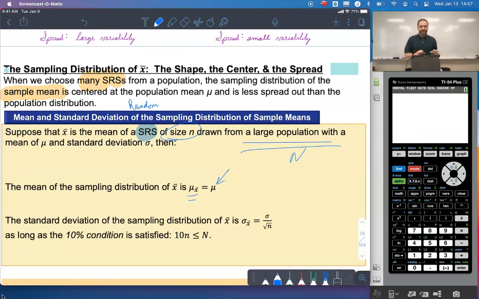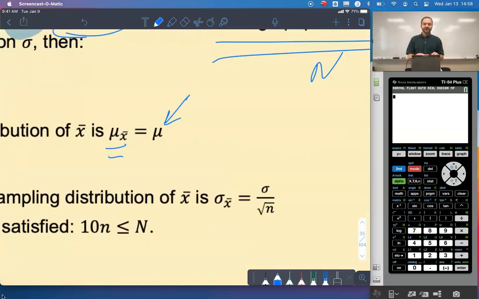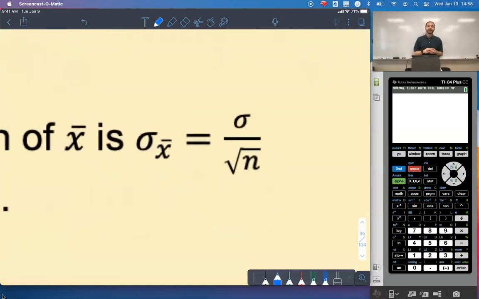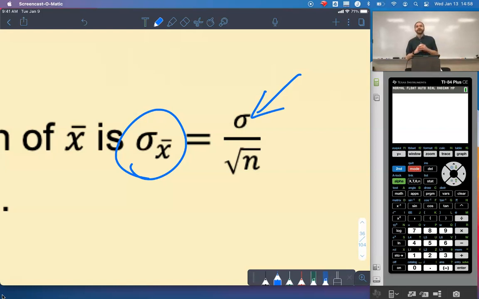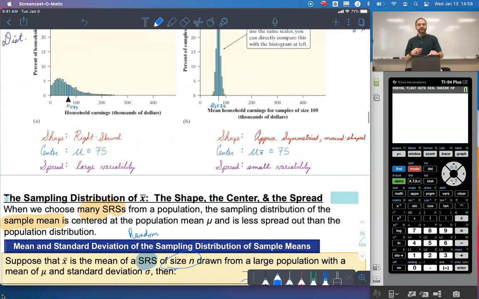Now, if you have the 10% condition, if 10 times your sample size is smaller than your population, then we can deal with ignoring independence without replacement. We can look at this formula. The standard deviation of the sampling distribution is the population standard deviation divided by the square root of n. So the standard deviation of the sample means is going to be equal to the population standard deviation divided by the square root of n. And when you divide by a number, because remember, n is your sample size, it makes the number smaller and smaller.